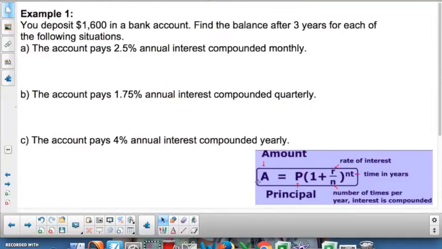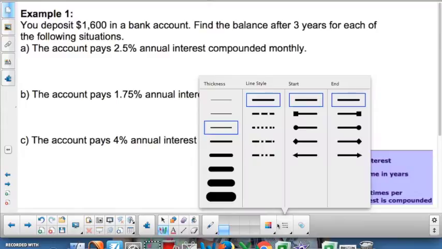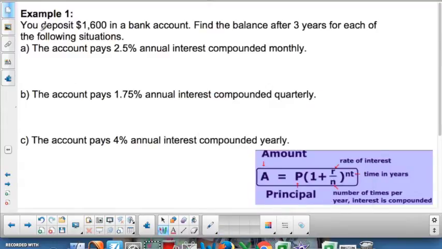Right, I copied this over so that y'all could still see it as I'm working through this, but it's also on your page, obviously. So let's make this smaller because I think it's easier to read. So you deposit $1,600 in a bank account. We want to find the balance after 3 years for each of the following situations. So we're going to do 3 different practice problems. First thing I know, though, is that I'm depositing $1,600, which means that's my principal amount. That's that initial amount. It's going to go right here. Okay? And we know that it's being deposited for 3 years. So that's going to be my T.